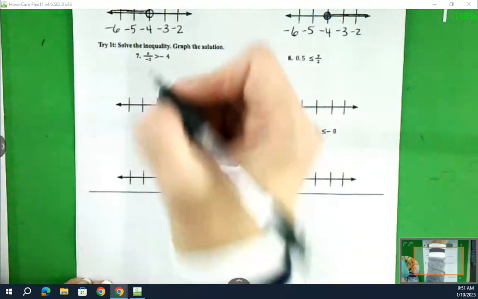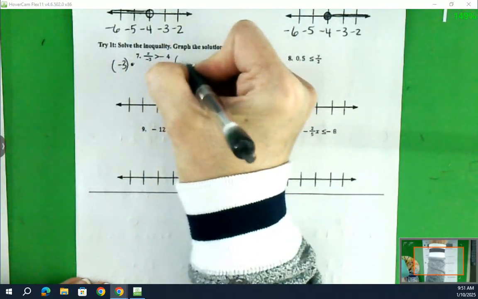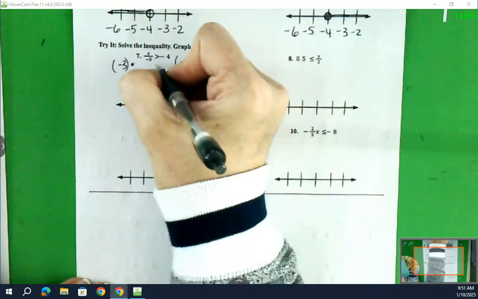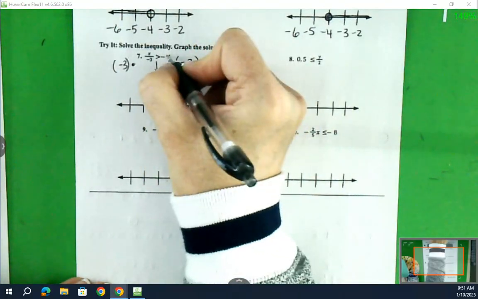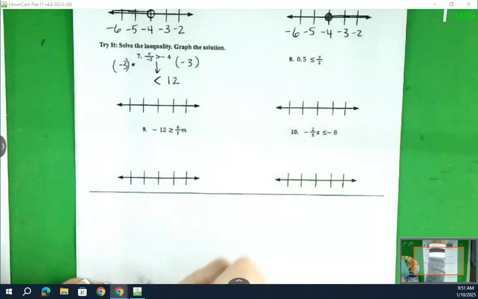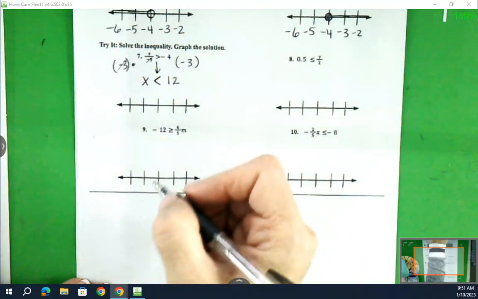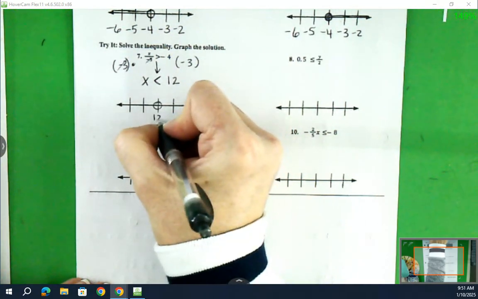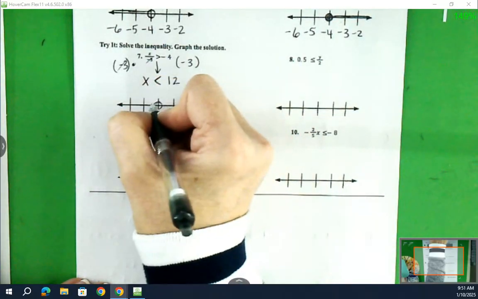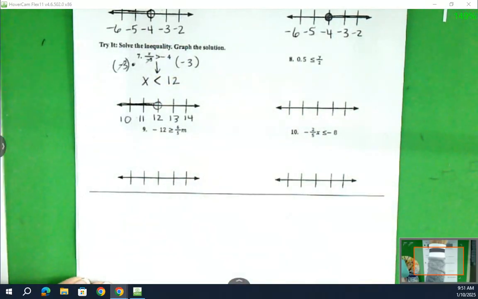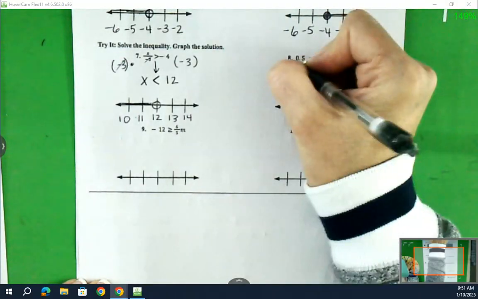Looking at number 7, we have x is divided by -3, so the opposite would be to multiply that -3. Again, since we're multiplying by a negative, our sign switches direction. We have 12 on this side. -4 times -3 is +12. And here they cancel, so we have x is less than 12. Open circle at 12, adding 1 going to the right, subtracting 1 going to the left, and less means shade to the left.